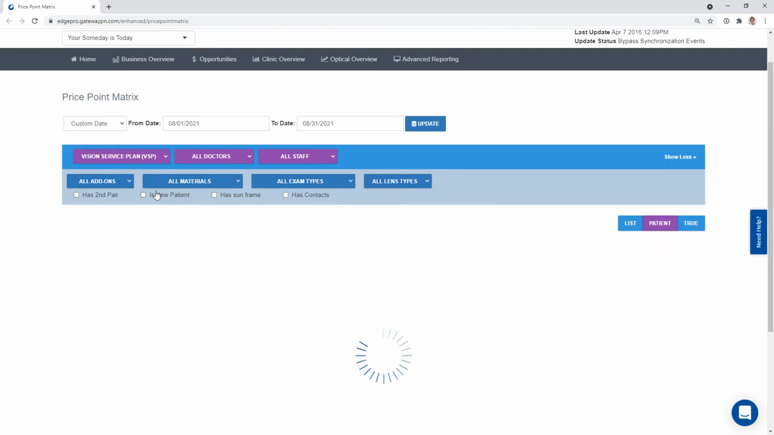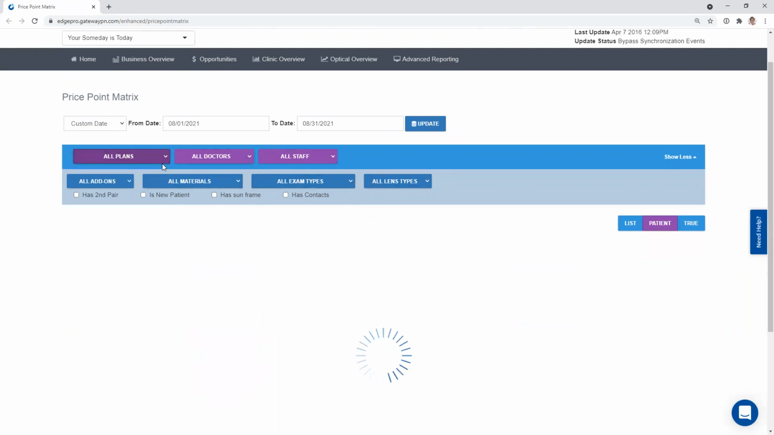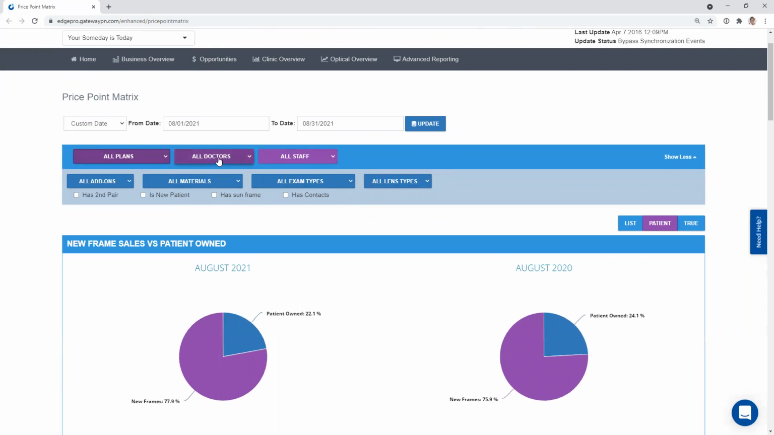All I've got to do, if I want to uncheck it, I can for my new patients. I can even go back to all plans if I wanted to. I've got by doctor, I've got by staff, I've got some of my exam types if I wanted to, even some of the lens types. So you have several different ways that you can view your patient's pricing right here on Price Point Matrix.